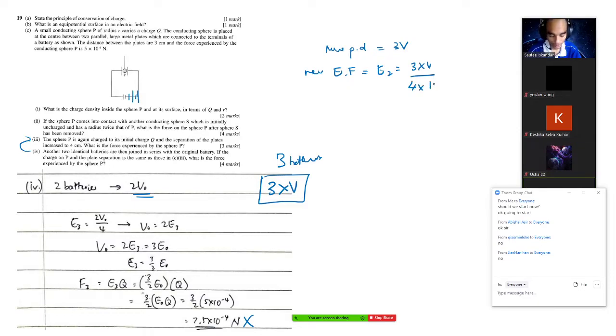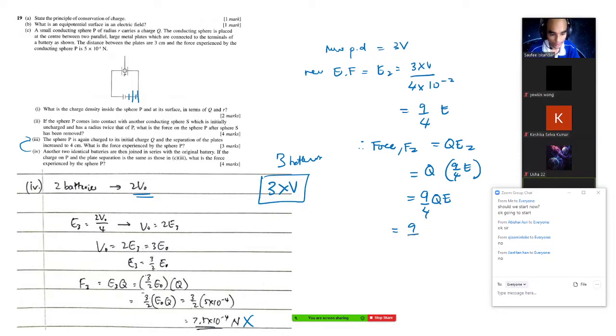4 times 10 power of negative 2 is the distance between them, V over D, and then that equals 9 over 4 E. So the force F2 equals QE, and this is EQ. So it equals Q times 9 over 4 E, which we put as 9 over 4 QE.